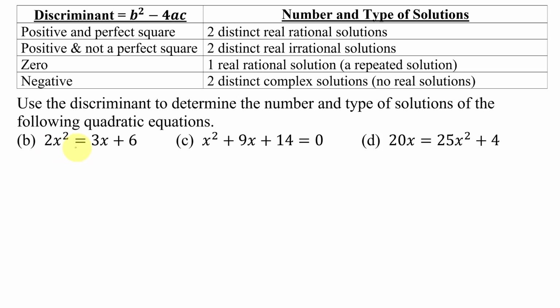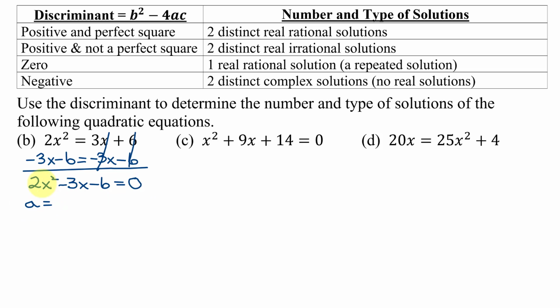Now looking at our next example, I have 2x squared equals 3x plus 6. This example is not written in standard form, so I'm going to have to subtract 3x from both sides. And I'm also going to have to subtract 6 from both sides. So on the left-hand side, 3 unlike terms, write them in descending order: 2x squared minus 3x minus 6 equals 3x minus 3x is 0, 6 minus 6 is 0. So now my equation is written in standard form.